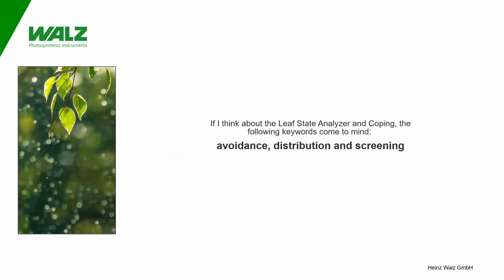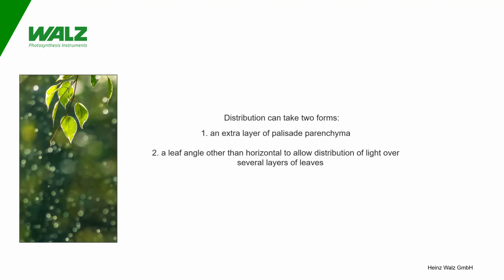If I think about this coping, the following keywords come to mind: avoidance, distribution, and screening, where avoidance and distribution can represent 2 aspects of the same phenomenon. The distribution of light can take 2 forms. Within a leaf, an extra layer of palisade parenchyma, allowing the distribution of light over an extra set of chloroplasts. A leaf angle other than horizontal, which allows its distribution of light over different leaf layers.